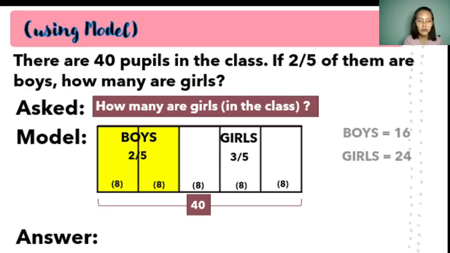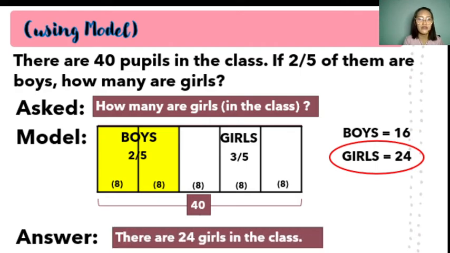By doing so, ito po yung magiging sagot natin. We're gonna have 16 boys and 24 girls. Therefore, ang final answer natin ay ito. Nakuha na natin yung number of girls. So, for the final answer, yung statement natin, there are 24 girls in the class.